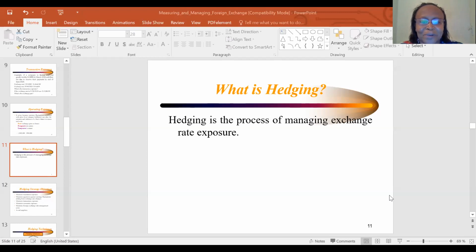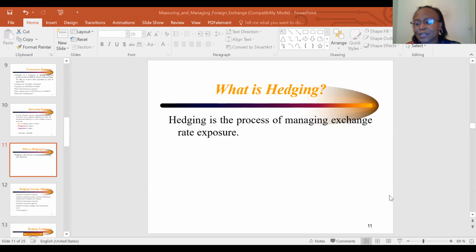I might not be able to pronounce that H because of where I come from. So just get it as it is written there. Hedging, which is the process of managing exchange rate exposure. When we talk of hedging, we mean the process of managing exchange rate exposure.